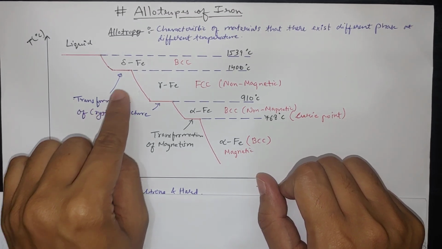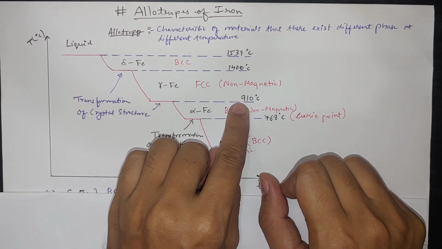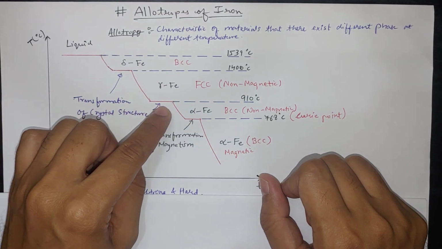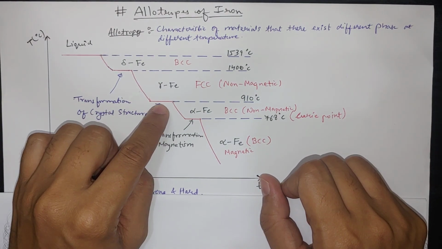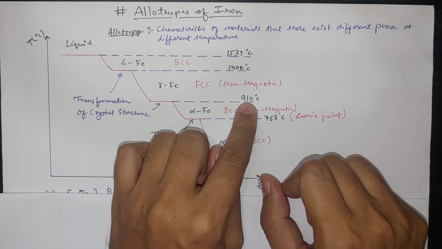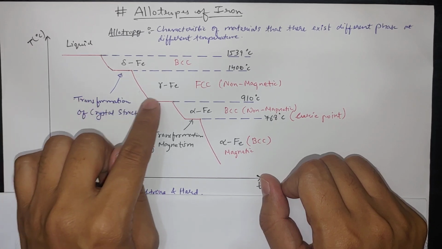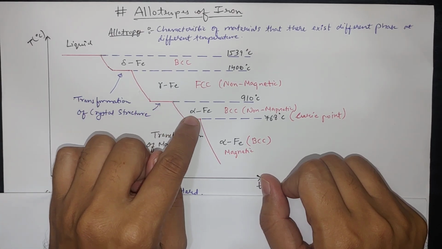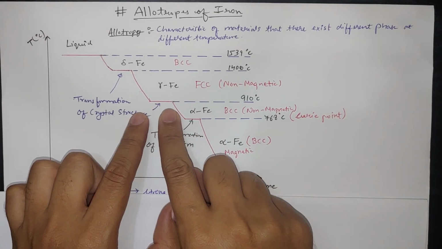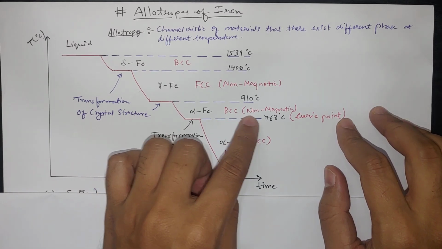So there will be transformation of crystal, and after that if we reduce the temperature from 1400 degrees Celsius to 910 degrees Celsius, there will be gamma iron. After that, if we further reduce the temperature, there will be a constant temperature line. At that 910 degrees Celsius temperature, there will again be crystal structure transformation from gamma iron to alpha iron. Once it is fully transformed, it will be BCC structure again, and it will be non-magnetic in nature.